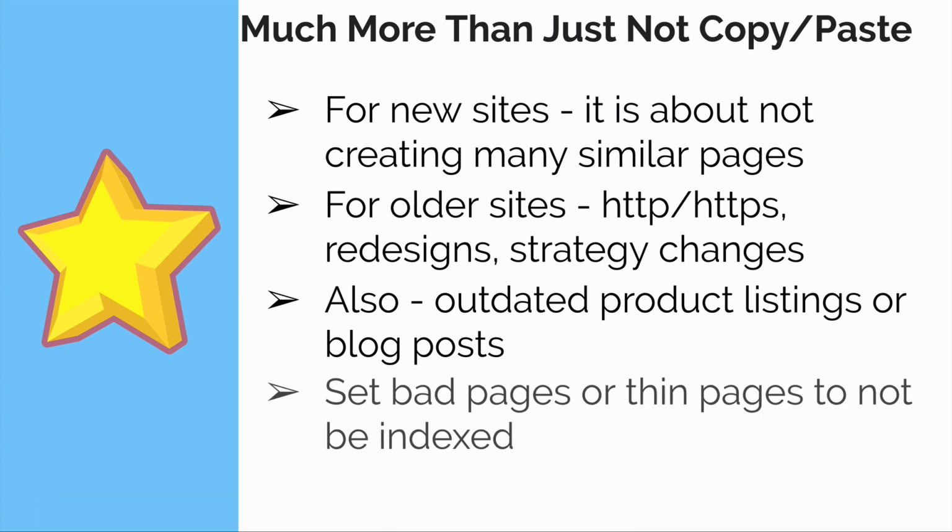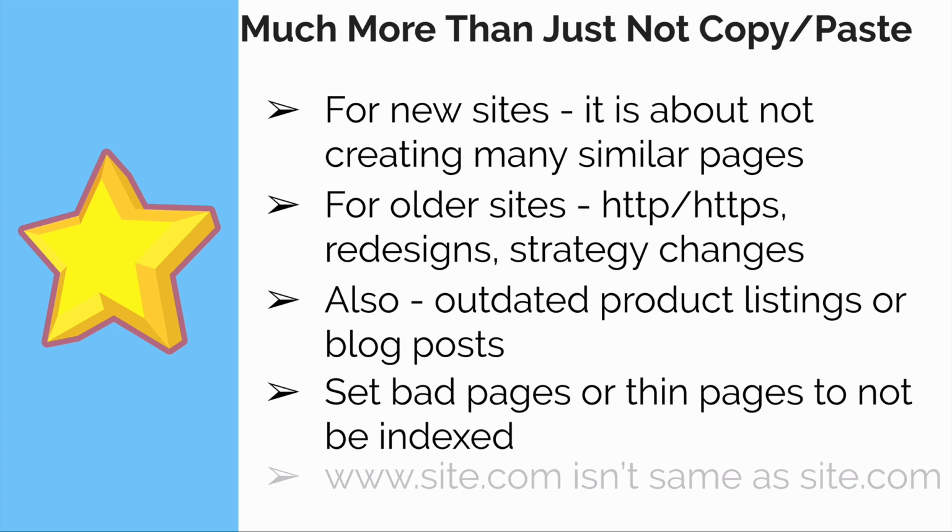So a solution can be to set your bad pages or thin content pages, meaning there's very little actual content on them, or pages that you think are kind of duplicate, to not be indexed. It's that simple. And I'll show you in a second how to do that. There's a number of ways to fix that. And keep in mind, if your URL is www.site.com and site.com, obviously it's the same website, but Google will treat that as two different URLs. And if they treat it as two different URLs, guess what? It's actually duplicate content because you got two of these.